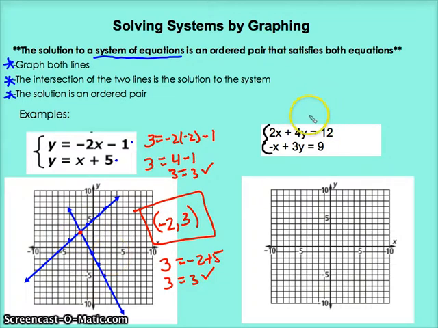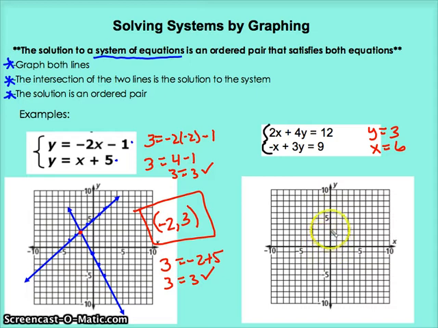Alright, on to the second one. You'll notice that these lines are now in standard form. So I'm going to want to use my intercepts to graph. Alright, so I'll plug in 0 for x, and my y-intercept will be 3. And if I plug in 0 for y, my x-intercept will be 6. So let's go ahead and graph that line.